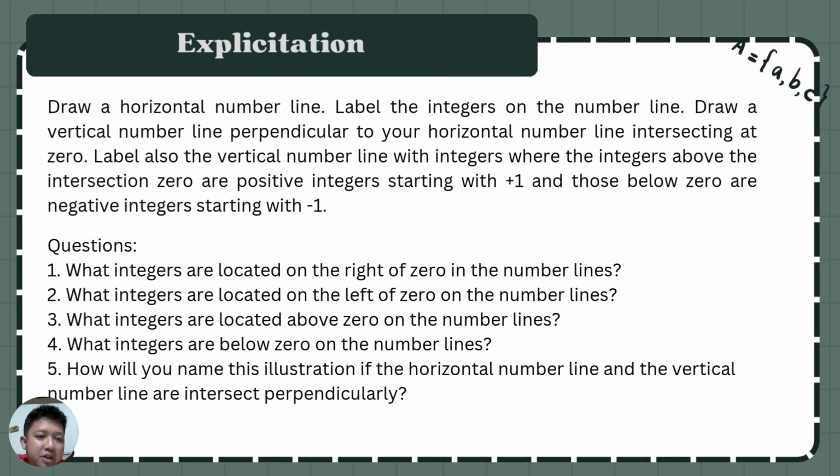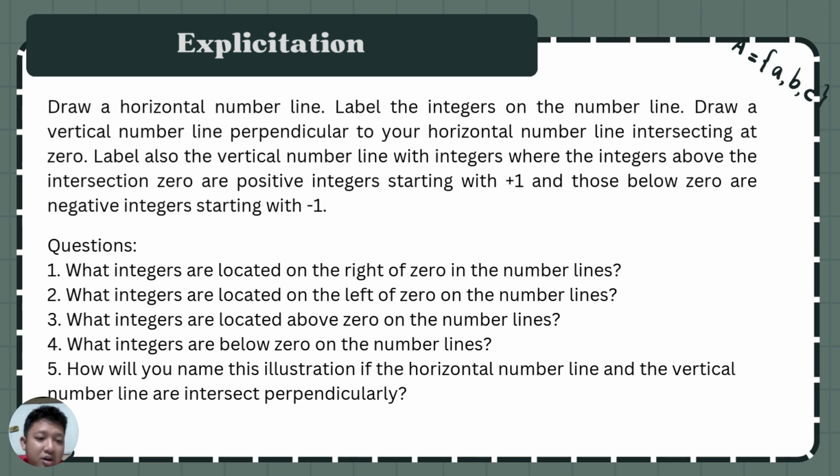So, for explicitation, you can experiment with this one. Draw a horizontal number line, label the integers on the number line, and draw a vertical number line perpendicular to your horizontal number line. Label the vertical number line with integers as well, where the integers above the intersection 0 are positive integers, starting with positive 1 and negative 1.